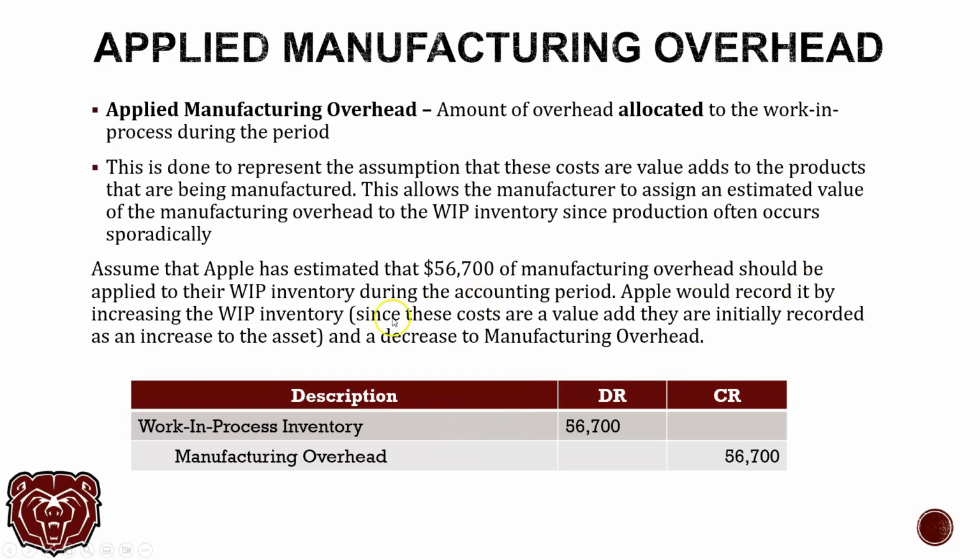Okay. Just another note, right? These costs are a value add, so we're recording it as an increase to that WIP asset. I keep repeating that because it is an important concept for you guys to take away from this. Okay, so I'm actually going to end the video here. In the next video, we'll start talking about what we call ABC, or activity-based costing, and that's where we're going to start seeing some of this applied manufacturing in the allocation process.